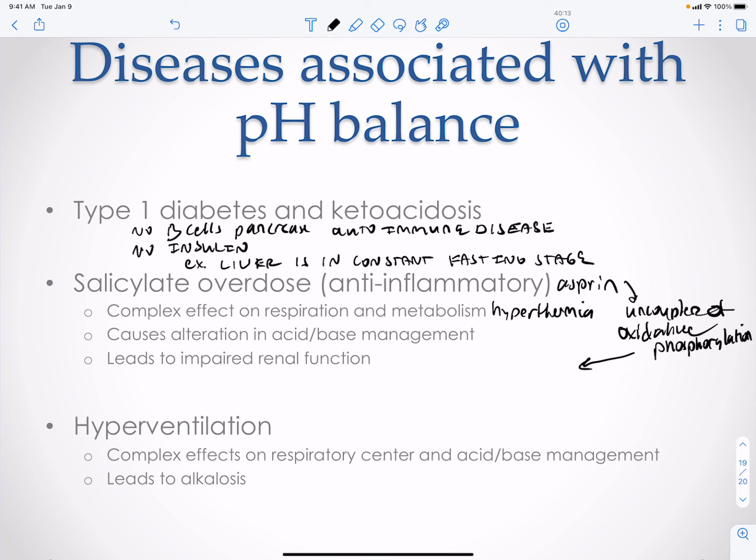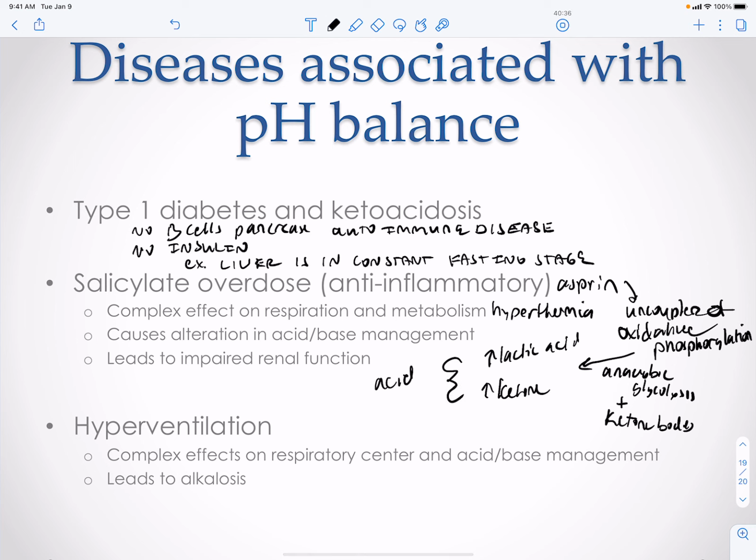Also, by uncoupling oxidative phosphorylation, you're going to push for anaerobic glycolysis. So you have an increase of lactic acid. You also are going to increase ketone bodies. So you have an increase of ketones, and so you become more acidic. And then in response, your patient will increase respiration. And so this is going to lead to respiratory alkalosis.